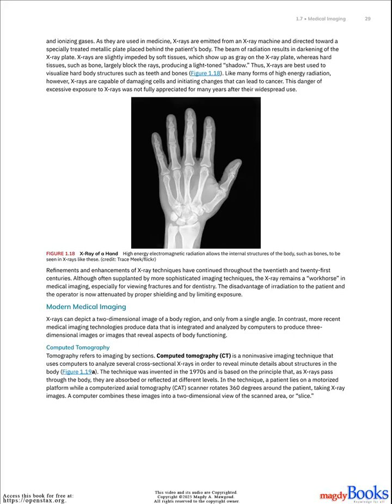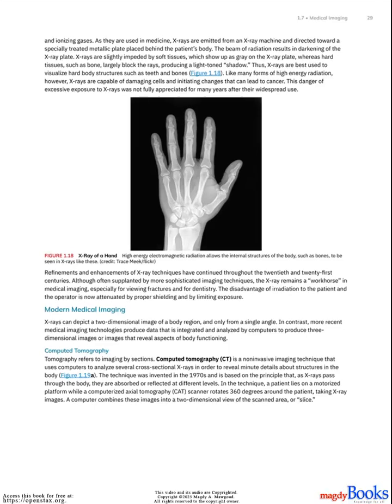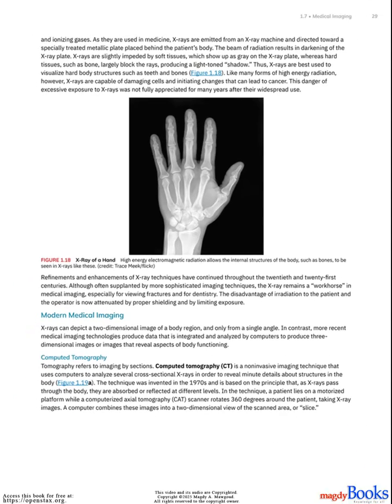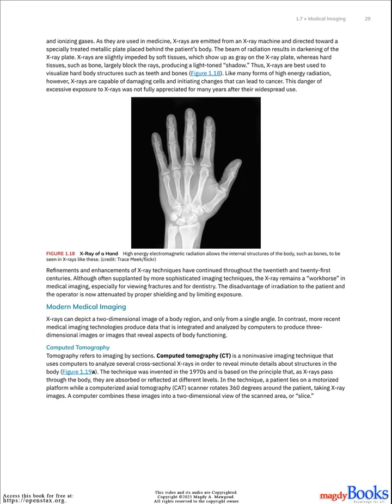Figure 1.18. Like many forms of high-energy radiation, however, X-rays are capable of damaging cells and initiating changes that can lead to cancer. This danger of excessive exposure to X-rays was not fully appreciated for many years after their widespread use. Figure 1.18. X-ray of a hand. High-energy electromagnetic radiation allows the internal structures of the body, such as bones, to be seen in X-rays like these. Credit: Trace Meek, Flickr.